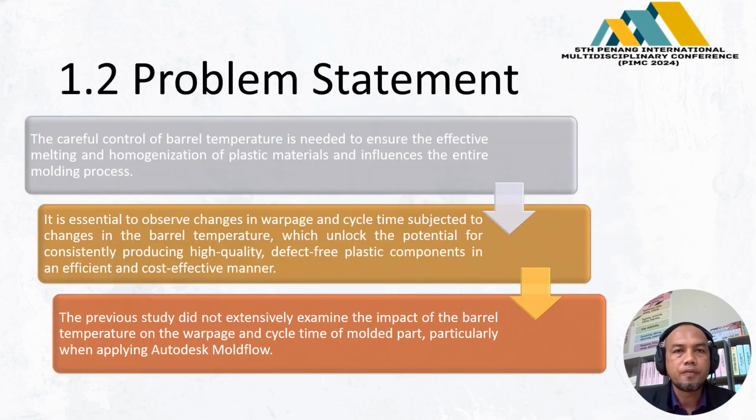Now, let us observe the problems associated with the injection molding process. First, careful control of barrel temperature is needed to ensure effective melting and homogenization of plastic materials, impacting the entire molding process. Observing changes in warpage and cycle time in response to variation in barrel temperature is essential. This practice unlocks the potential for consistently producing high quality, defect-free plastic components efficiently and cost effectively.